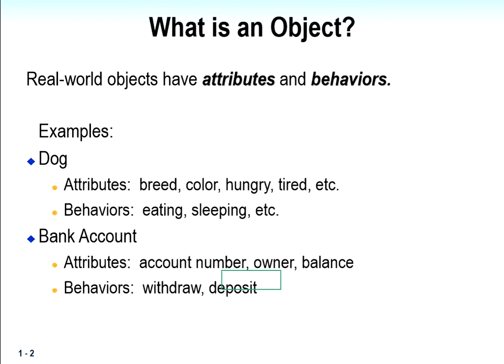Similarly, if I talk about a bank account, it will definitely have an account number, an owner, a balance. All those things are attributes. But a bank account does not have a dress, isn't it? A bank account does not have an ISSN number.